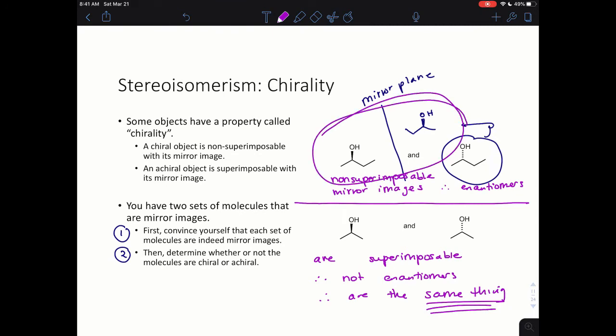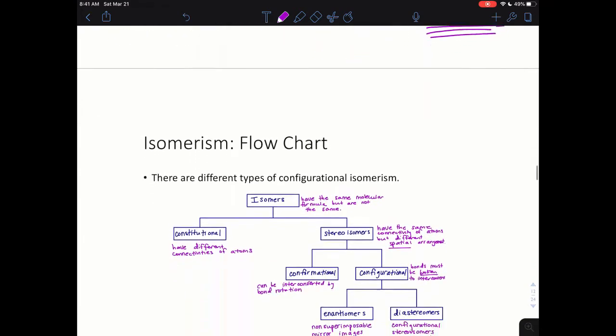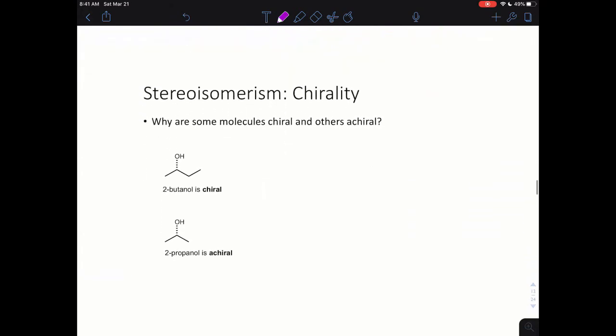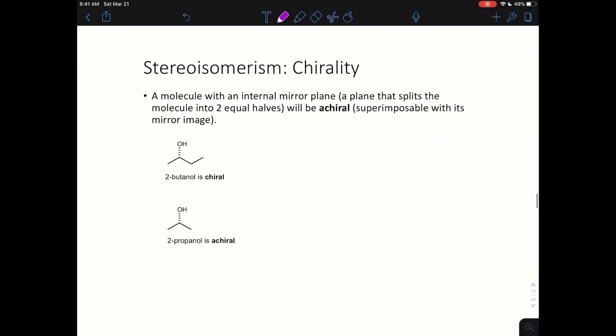So we've examined two mirror image isomers that were non-superimposable, so were enantiomers, and two mirror image isomers that were superimposable. So they are not enantiomers. In fact, they're just the same thing. These are the same thing. These two, not the same. They're enantiomers. So you're probably wondering why. Why are some molecules chiral and others achiral?